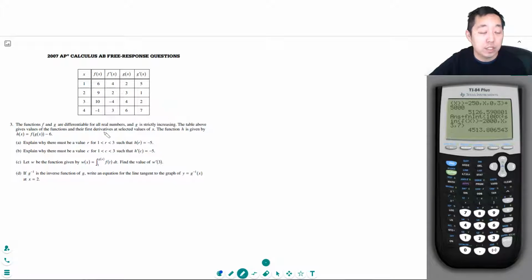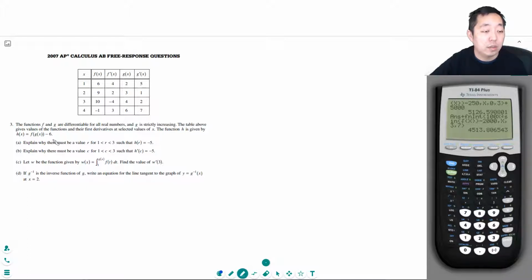Here's the last calculator question, number 3. The functions f and g are differentiable for all real numbers, and g is strictly increasing. The table above gives the values of the functions and their first derivatives at selected values of x. The function h is given by this. Explain why there must be a value r, 1 less than r less than 3, such that h of r equals negative 5.